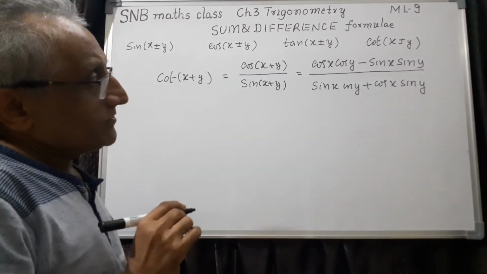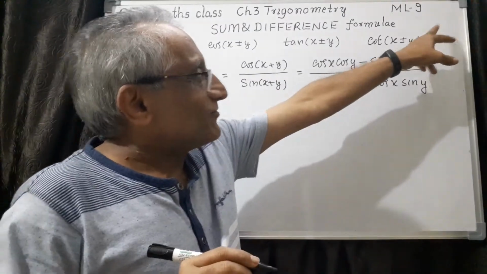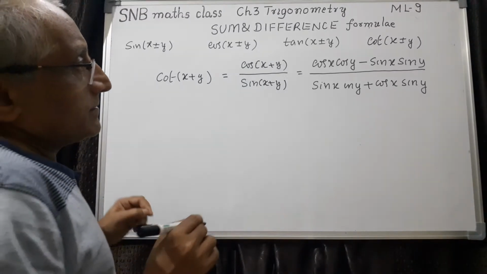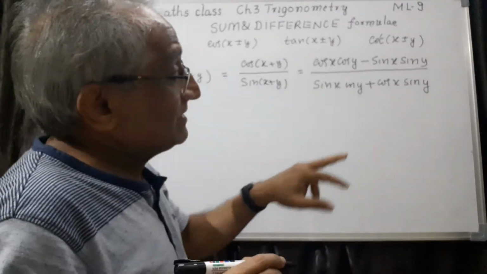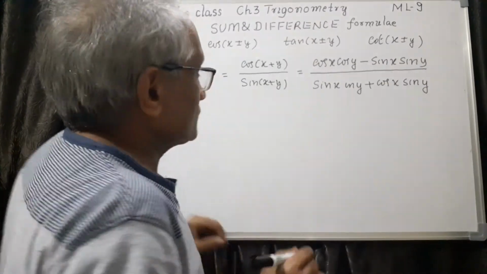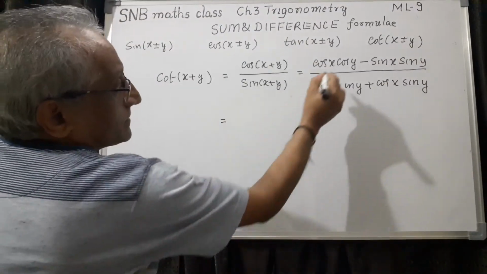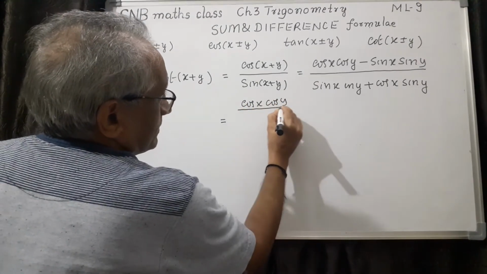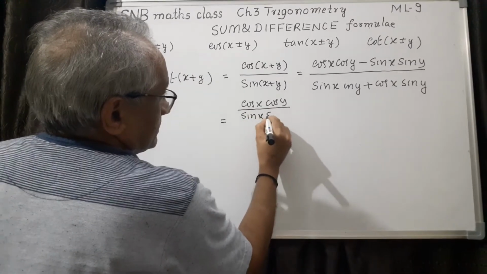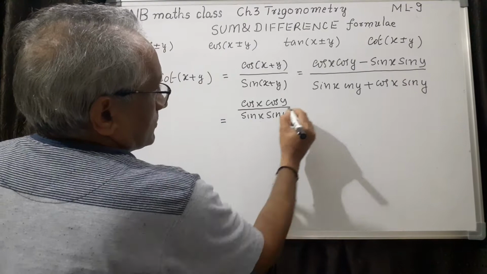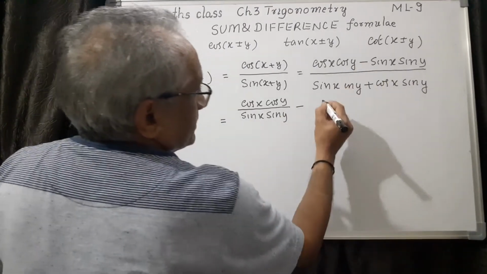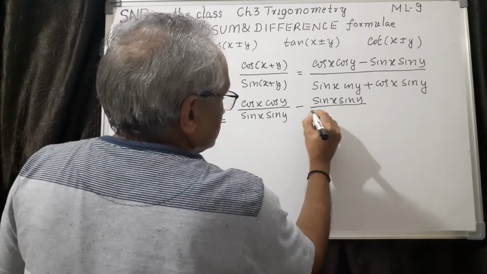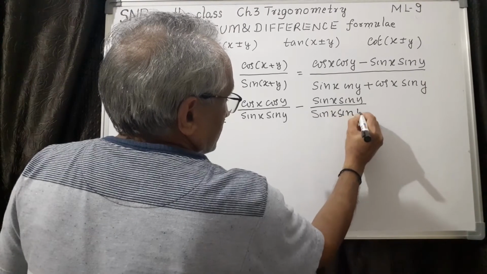Now here, of course, I have not given you the formula. If the formula itself is given, there is a hint actually. So how to get the next one? What we have to do now is divide by sin x sin y. So we do like this. See, cos x cos y divided by sin x sin y, minus the same thing here, sin x sin y divided by sin x sin y.